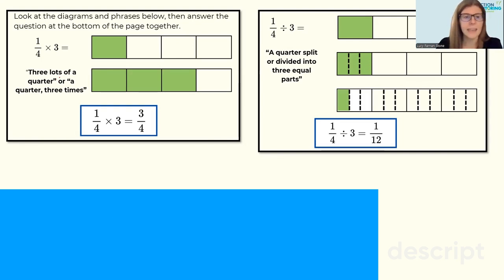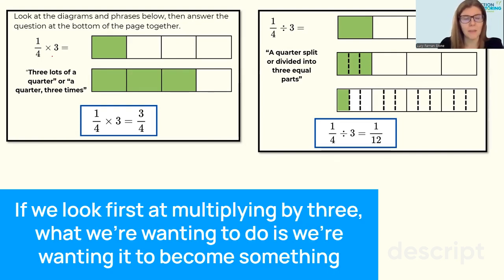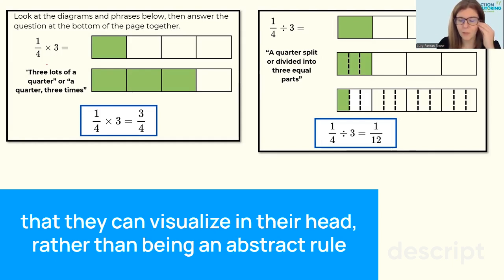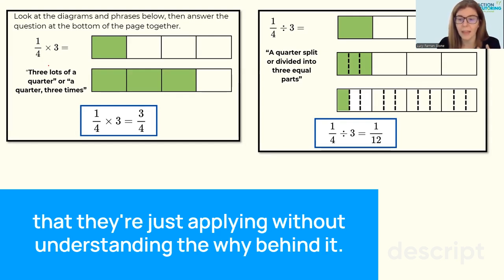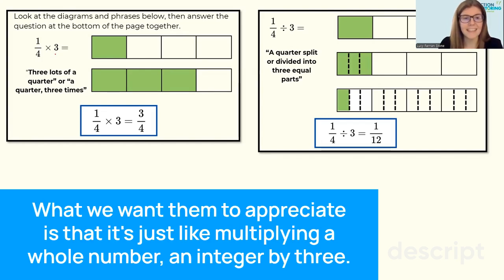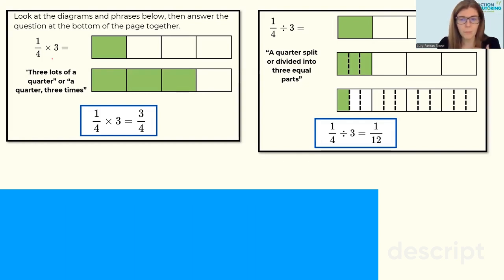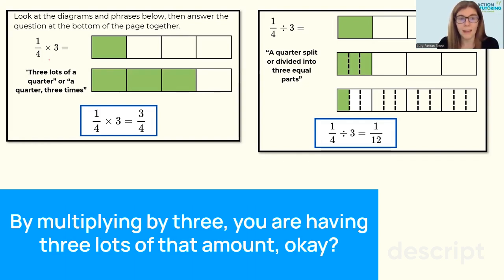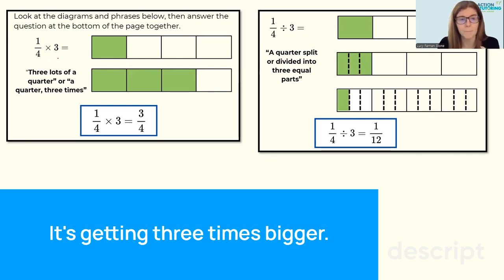If we look first at multiplying by 3, we want it to become something that they can visualize in their head rather than being an abstract rule that they're just applying without understanding the why behind it. In this example, we've got a quarter times by 3. What we want them to appreciate is that it's just like multiplying a whole number or an integer by 3. By multiplying by 3, you are having 3 lots of that amount. Okay, it's getting 3 times bigger.